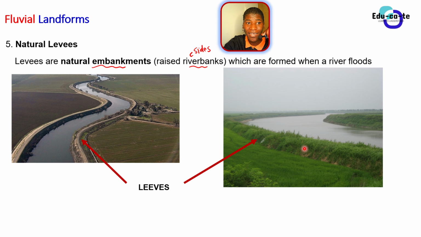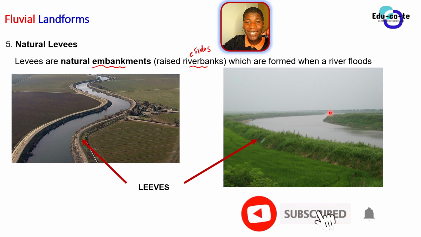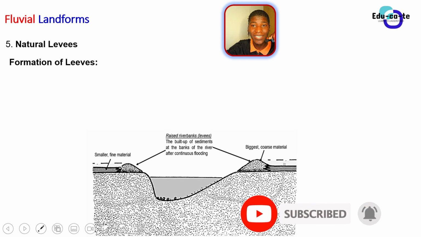This is a natural landform that is known as levees, basically. Natural levees simply mean that the sides of the rivers, or the river banks, are raised, or they've got embankments. We can use English, but it simply means that the sides of the rivers are raised. This happens whenever a river floods. So we need to know how these natural levees form.